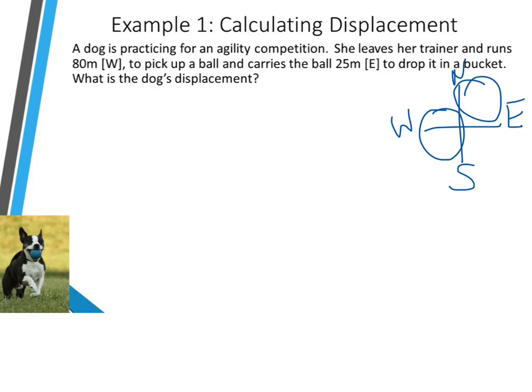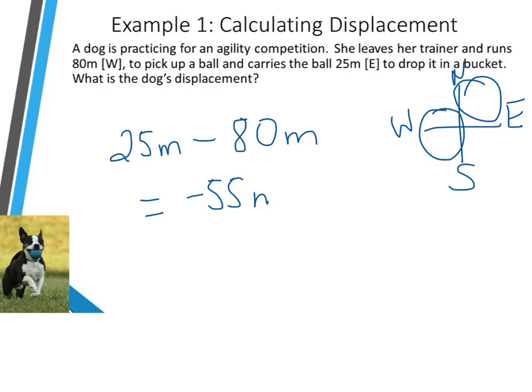So if we put these numbers in using west as negative and east as positive, it would look something like this. We would have 25 meters. I'm just going to put the positive one first, it doesn't really matter. And then we would subtract 80 meters. So we would get negative 55 meters.